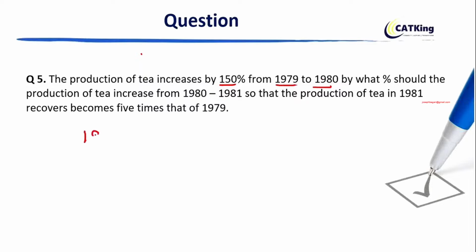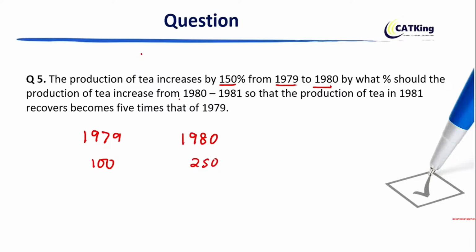Okay, so yeah, the production of tea increases by 150% from 1979 to 1980. So in 1979, suppose it was 100, increases by 150%. So what does that mean? That in 1980 it is 150% more, correct? Hence it is 250. So plus 150, that is 250, right?